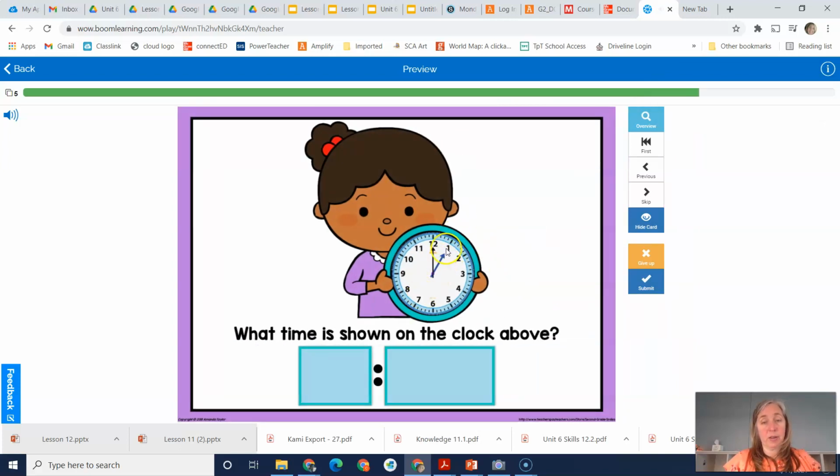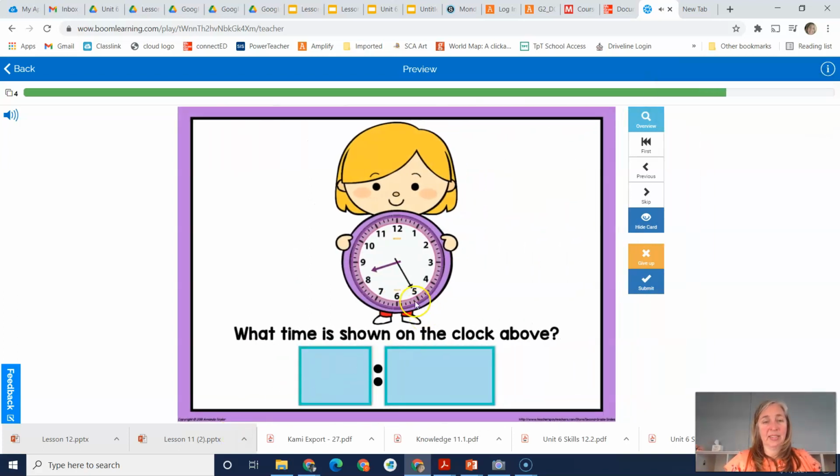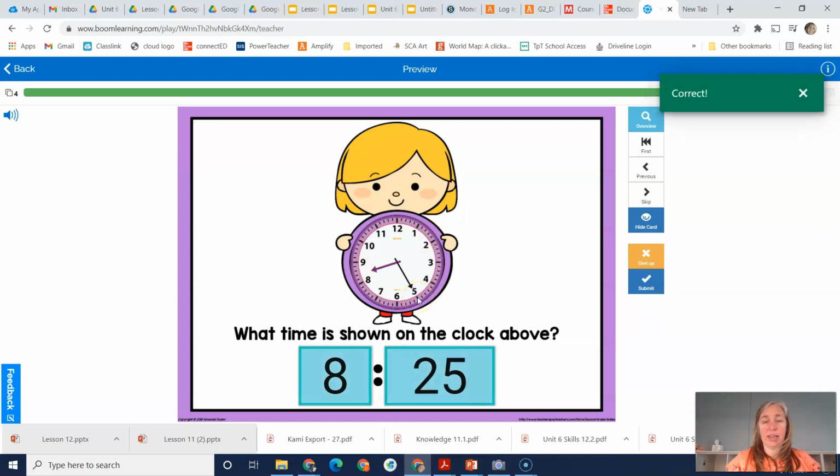And you guys should know this one. This is 1 o'clock. This is between the 8 and the 9, so it's 8. And the minute hand is 5, 10, 15, 20, 25. 8:25.